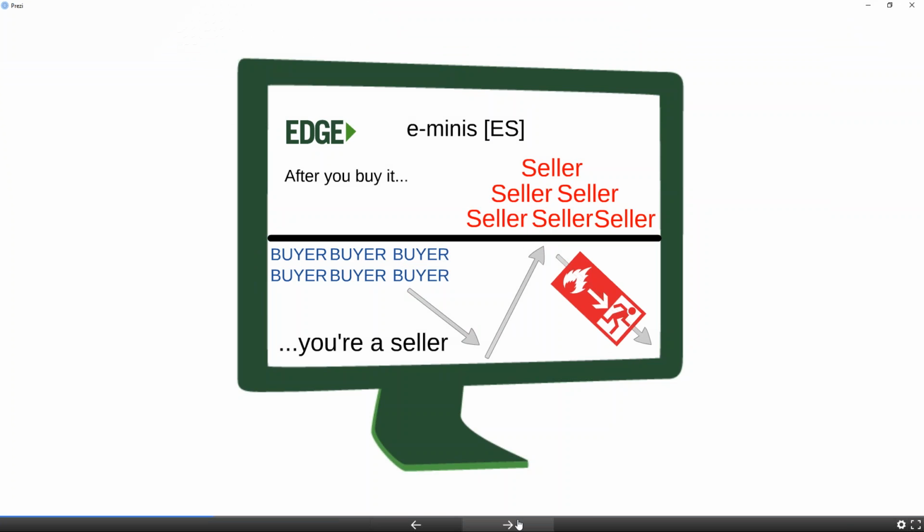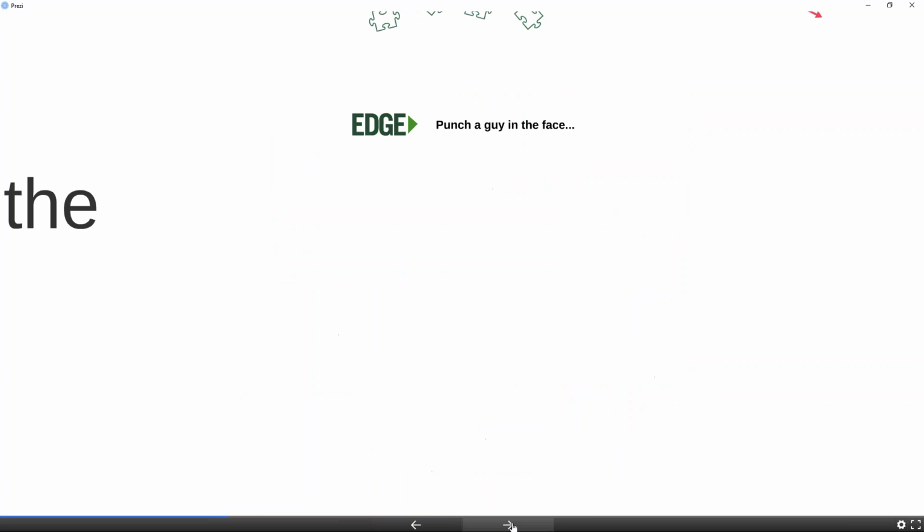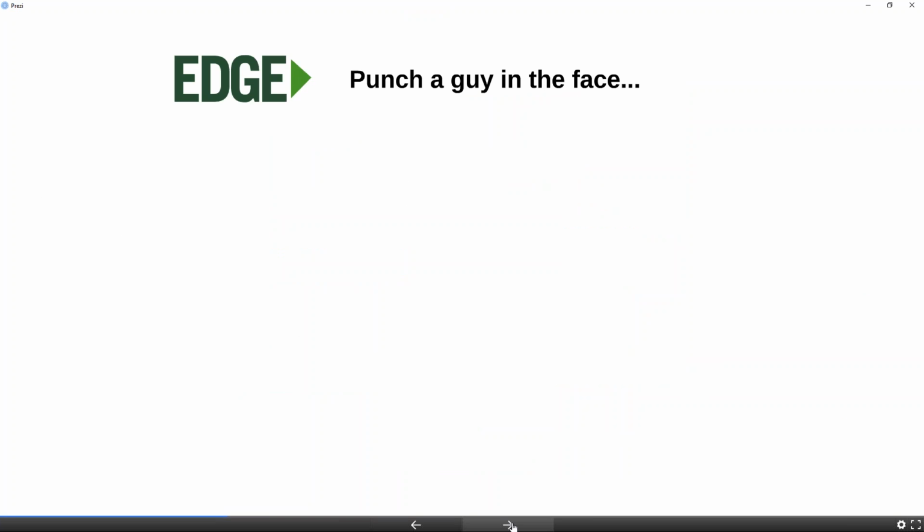I added, again, that exit sign. Also remember this quote: profits come from other traders' losses. So it behooves you to see where people are stuck, where they're trapped. So, another story: punch a guy in the face.